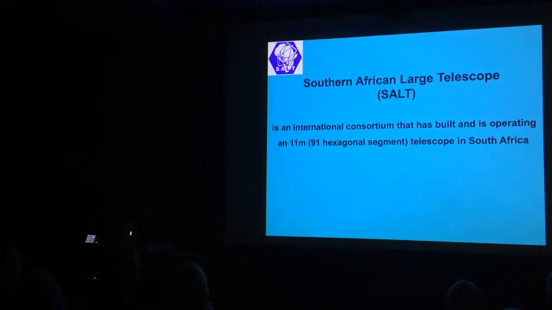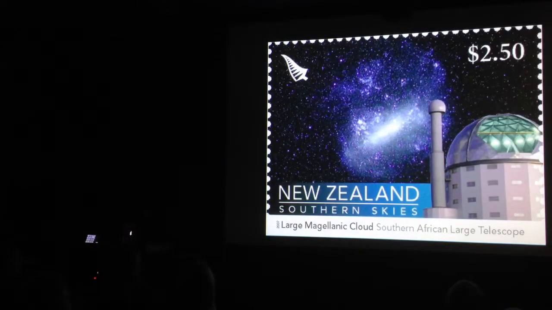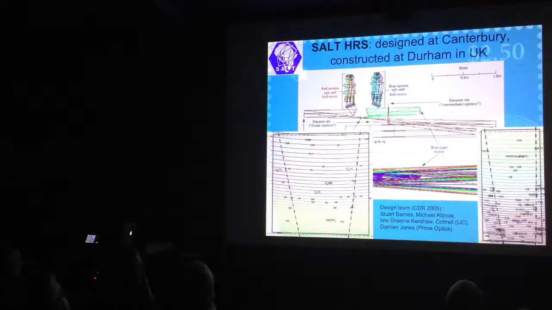And then there was SALT. Not going to say much about SALT. I said something to Phil earlier about it, Phil Jock. But SALT, Southern African Large Telescope, maybe that was a long time, I don't know. So it's an 11-metre telescope in South Africa that the University of Canterbury was part of from the beginnings. It is now not part of it, so that was on the stamp series back a few years ago.